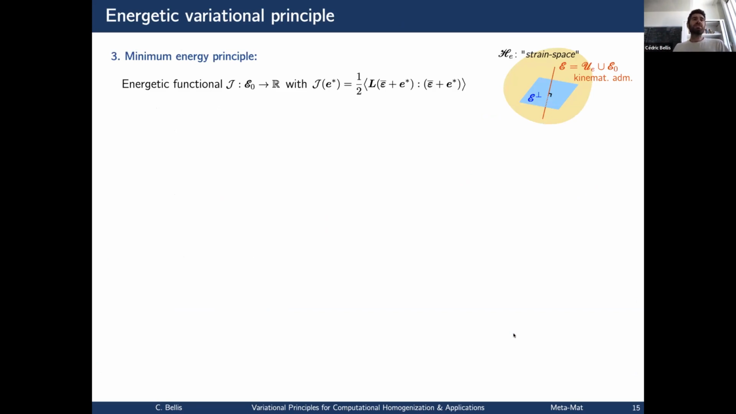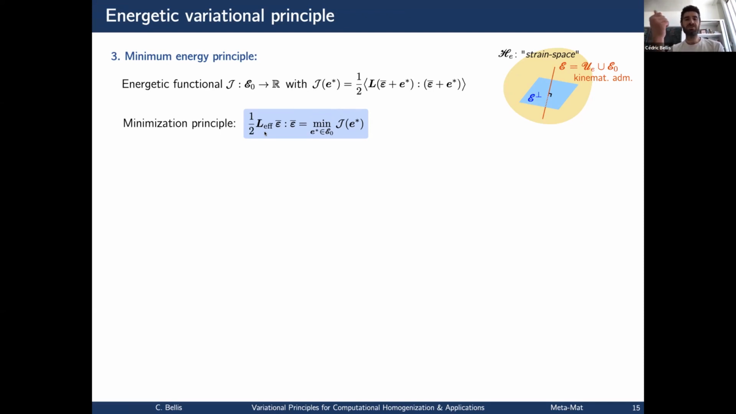So let's consider the minimum energy principle. We have the energy functional. J of E star is the mechanical energy for a given field E star, given that the mean value is epsilon bar. Then the minimization principle is to minimize this mechanical energy in the subspace of kinematically admissible fields. And the minimum value is given by the effective tensor.